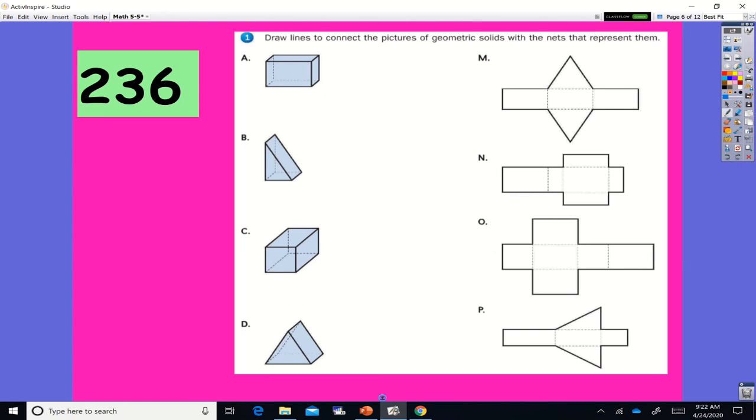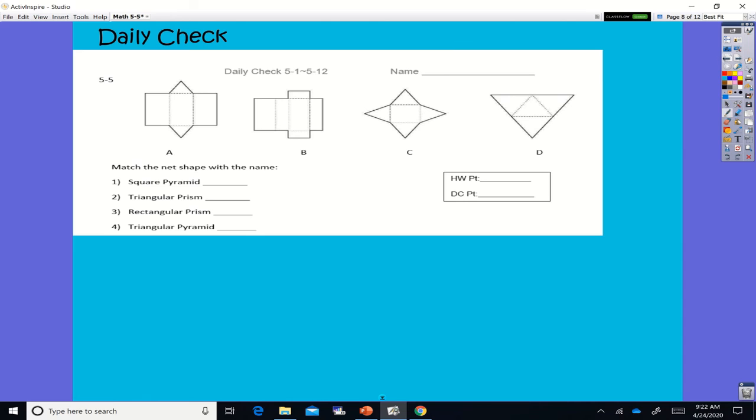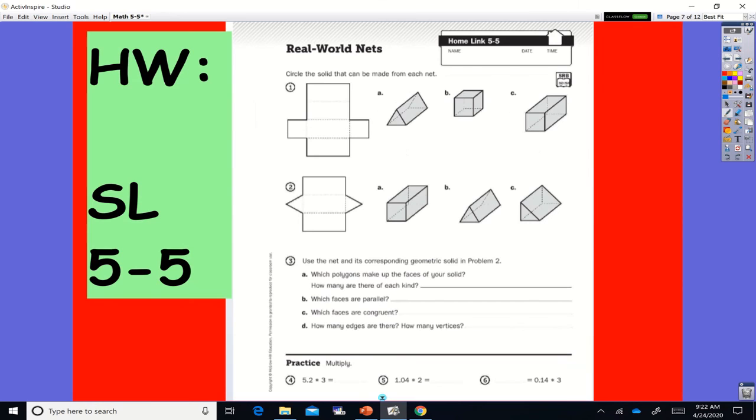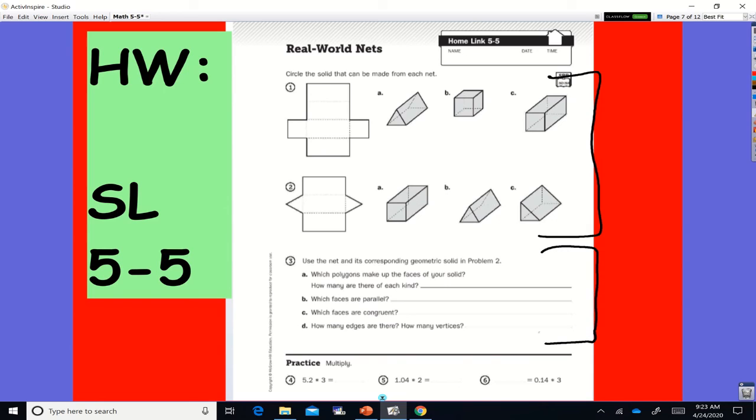Now, I'm going to go over the home link with you in case you have any questions. Up here, you're doing exactly what we just did. Finding which net goes to which 3D figure. Down here, you're doing what we did at the beginning. You're going to say what kind of faces, what's parallel. Parallel, remember, means if we have a straight line, they keep going. They never intersect each other, opposite of each other.